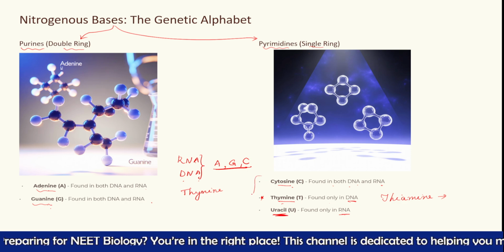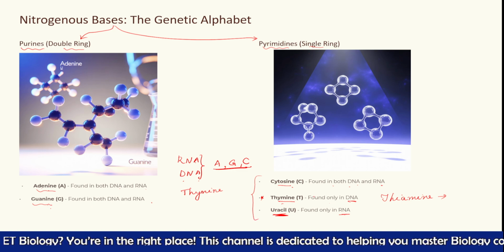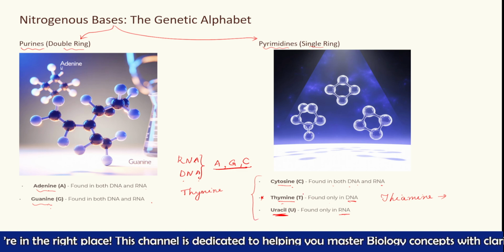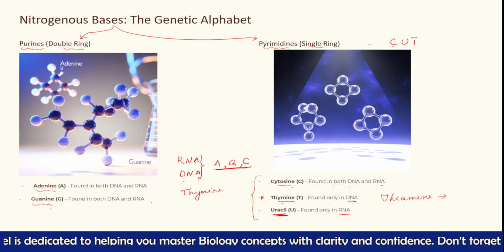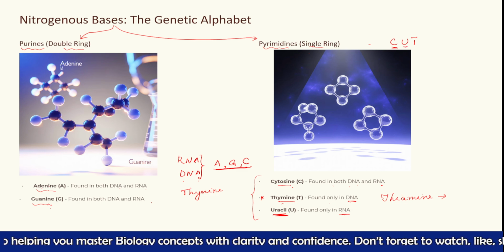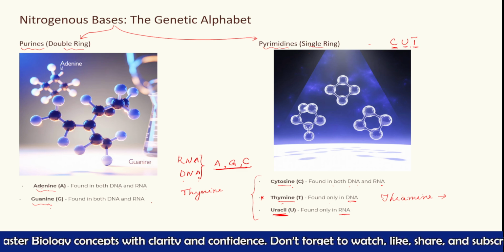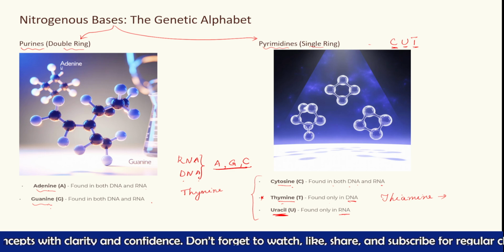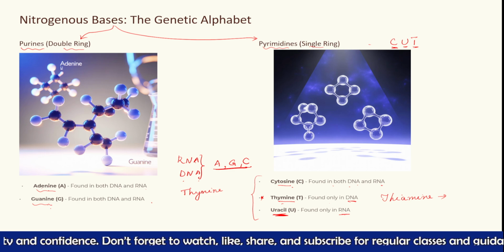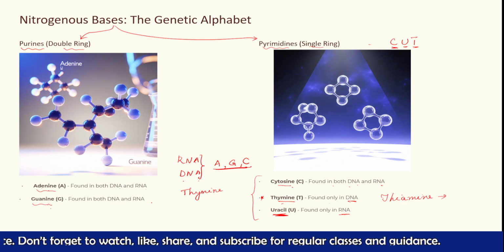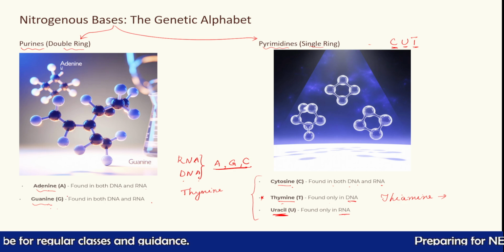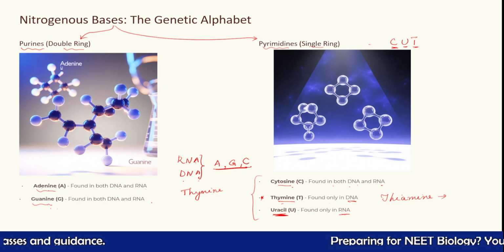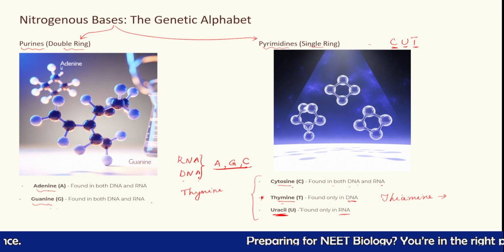Sometimes we have confusion remembering these purines and pyrimidines, okay? So for pyrimidines, we can easily remember CUT, C-U-T, okay? C for cytosine, U for uracil, and T for thymine. Is that clear? The classification of nitrogen bases. Nitrogen bases are one of the components in nucleotides, and there are two types, purines and pyrimidines. Purines are of two types, adenine and guanine. And pyrimidines are of three different types, cytosine, uracil, and thymine.